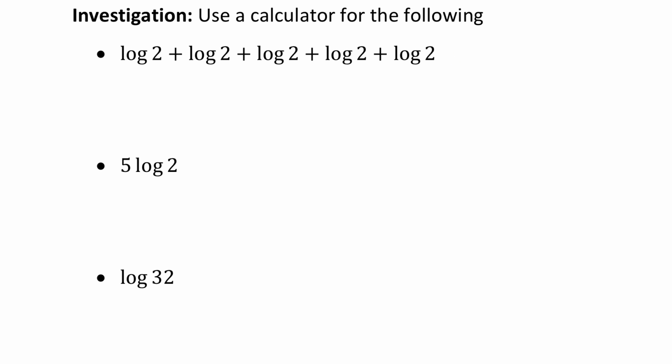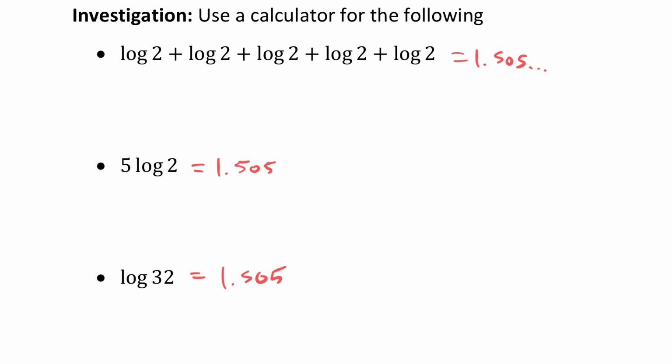And you should get, in this case, a decimal, 1.505 and so on. Okay, now calculate 5 log 2, in other words 5 times log 2. You should get the same answer. Kind of strange. And then the best one of all, log 32. 1.505. What's going on? What do we notice here?